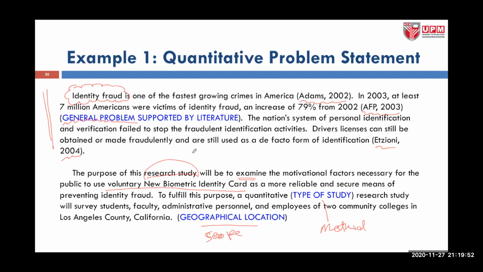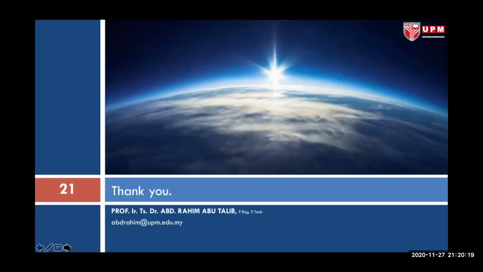So this is what we can say is the specific problem. The specific problem is this one, the new biometric identity card, because you want to propose a new thing, right? And it has to be supported by the earlier facts. All right.